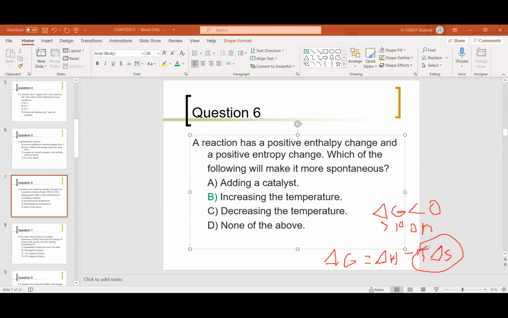If you increase this, that'll make the overall reaction negative, because it's a positive value being subtracted from a negative value. The larger the negative number, the closer it is to being negative. So if you increase the temperature, it's more likely to make it negative. Therefore, if you increase the temperature, it becomes more spontaneous. Got it. Thank you.